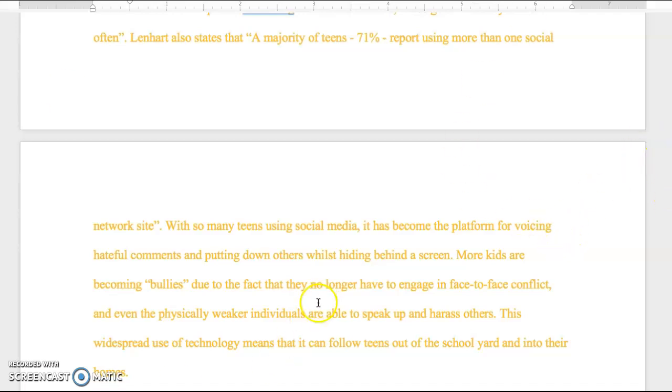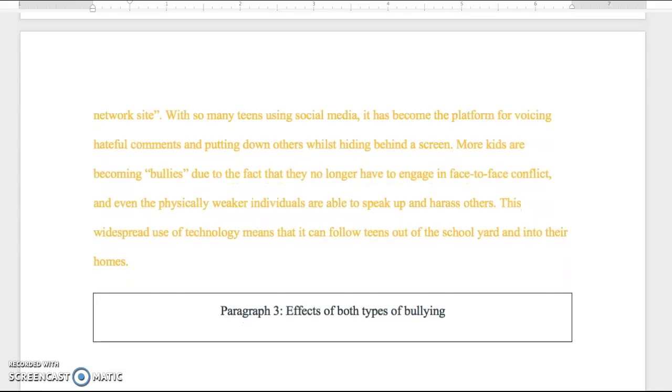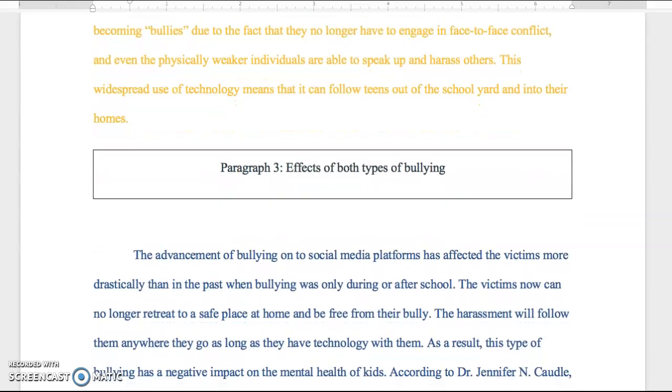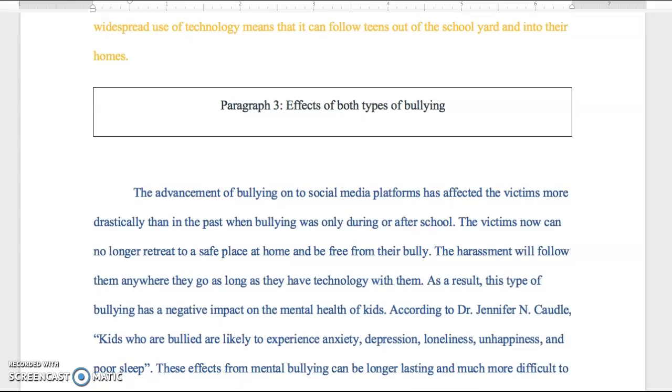So then they talk about the types of bullying. So it used to be, again, the physical, and now it's much more emotional. It's much more pervasive. You can't get away from it as a young adult or a younger kid. Then they kind of combine. It's interesting on the third paragraph. They talk about the effects of both types of bullying.